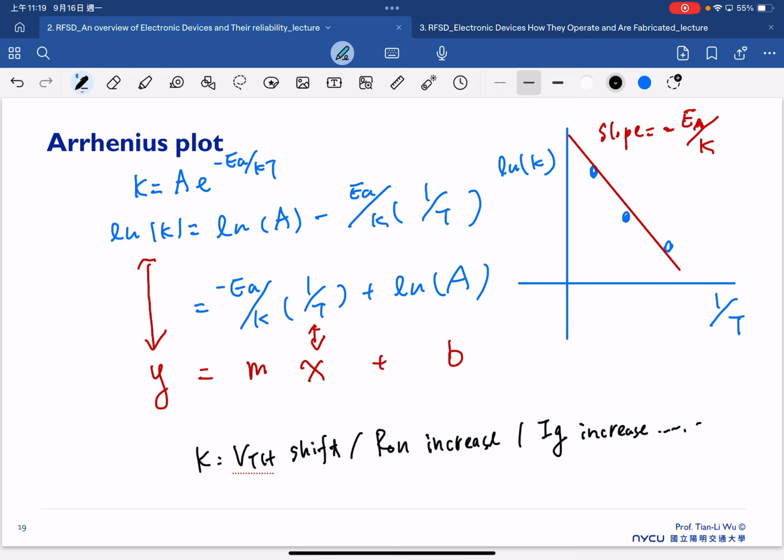As long as we pick one reliability characteristic, for example the threshold voltage or resistance, we can plot this quantity versus 1 over T. Then we can build up this Arrhenius plot and obtain the activation energy. That's a pretty easy way that helps us calculate the temperature dependency of a certain failure mechanism.